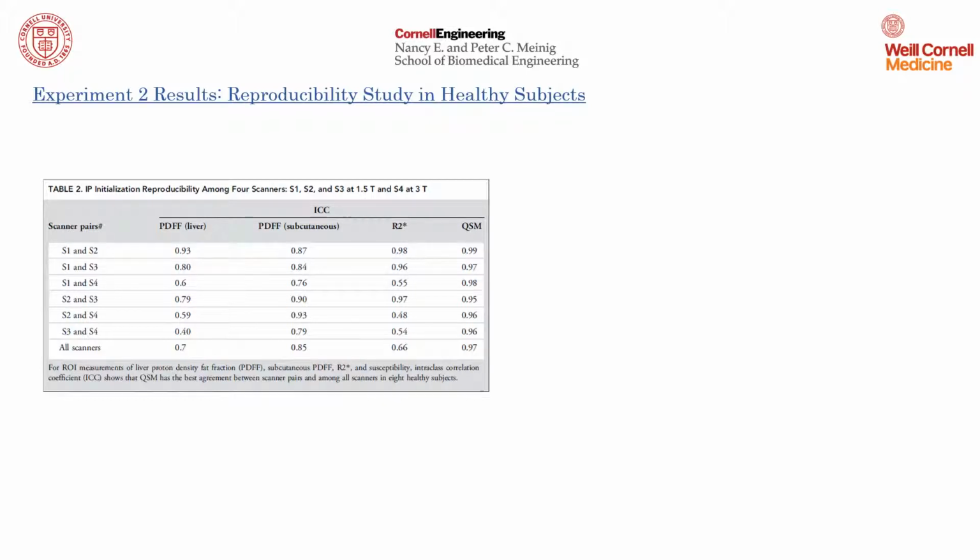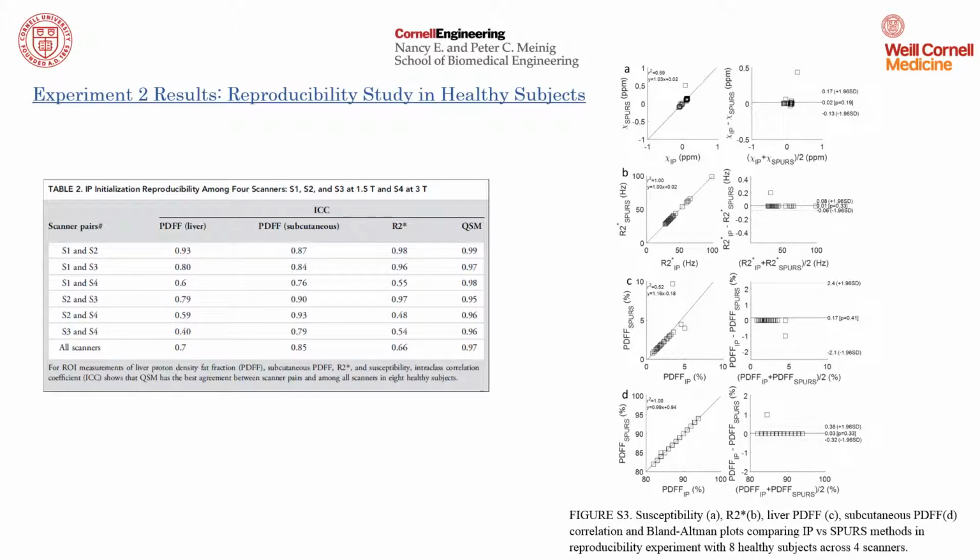across all scanners. Figure S3 shows susceptibility, R2 star, liver PDFF, and subcutaneous PDFF correlation and Bland-Altman analysis comparing the proposed IP method versus the existing SPURS method. In this experiment 2 reproducibility study with 8 healthy subjects, you can see that there is overall very good correlation between both methods. While SPURS failed in a few cases, the proposed IP method was successful in all scans.